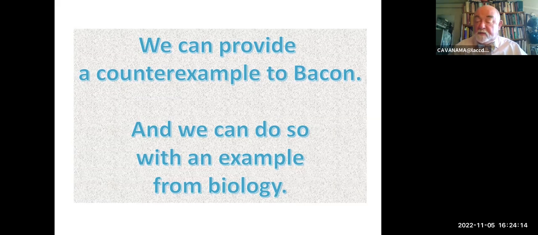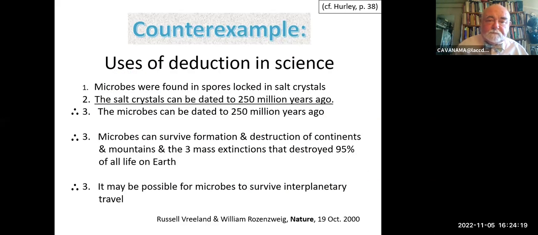Well, we can provide a counterexample to Bacon. Remember, a counterexample. We can do so with an example from biology. A paper in Nature more than 20 years ago now: microbes were found in spores locked in salt crystals. The salt crystals could be dated to 250 million years ago. Therefore, the microbes could be dated to that long ago. Therefore, microbes can survive formation and destruction of continents and mountains and the three mass extinctions that destroyed 95% of all life on Earth. And incidentally, as a third conclusion, therefore, it may be possible for microbes to survive interplanetary travel. So, was life seeded on Earth from outer space?